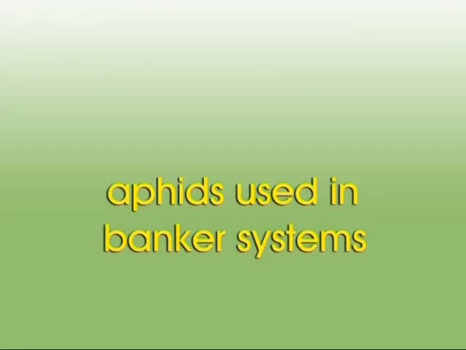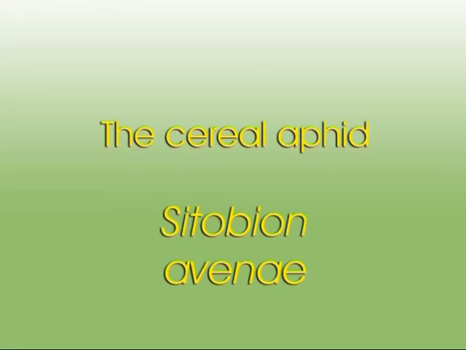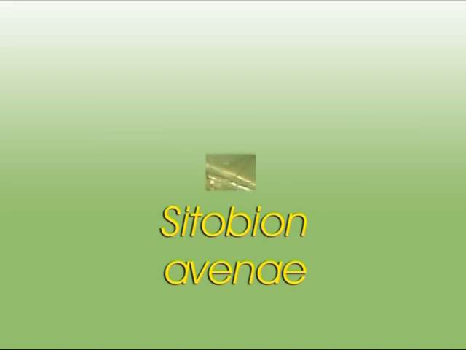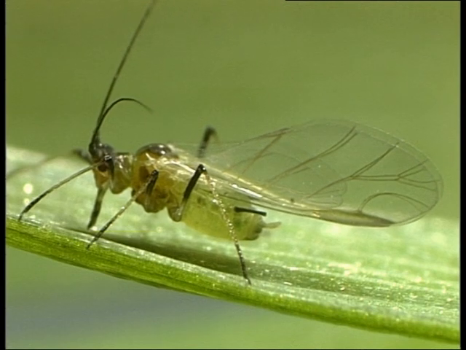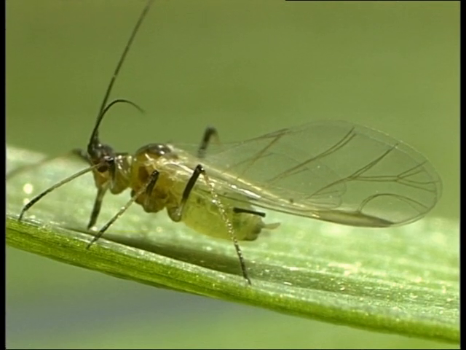In greenhouses, grain aphids are often used as substitute hosts on banker plants for aphid antagonists. The grain aphid Sitobion avenae is only able to colonize cereal plants.